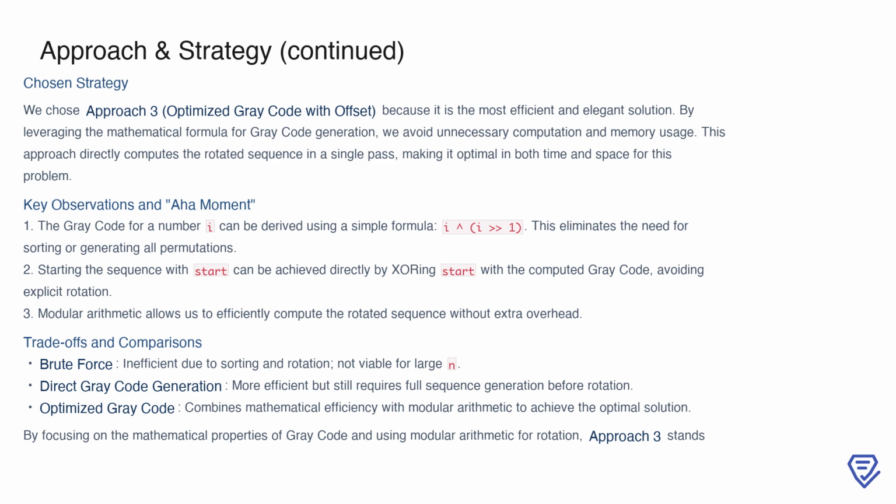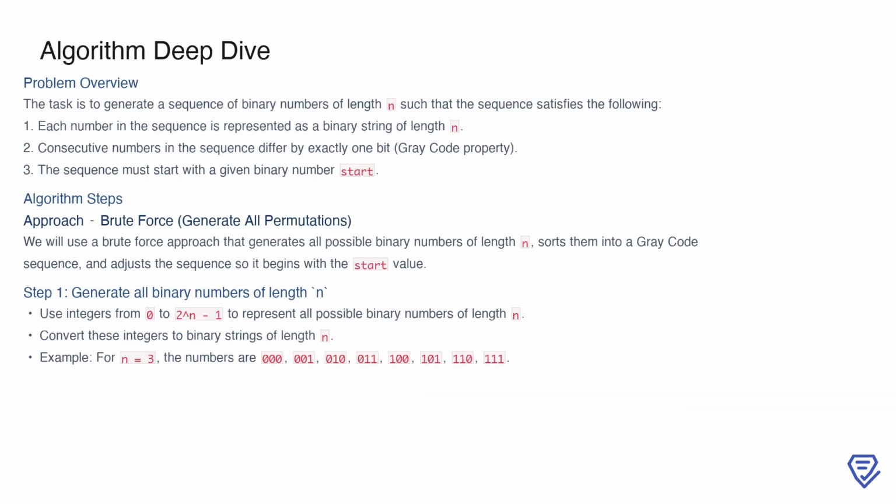To begin, the problem requires us to generate a sequence of binary numbers of a given length n such that the sequence follows three key properties. First, each number in the sequence must be represented as a binary string of length n. Second, consecutive numbers in the sequence must differ by exactly 1 bit, meaning it adheres to the gray code property. Finally, the sequence must start with a specific binary number, denoted as start.